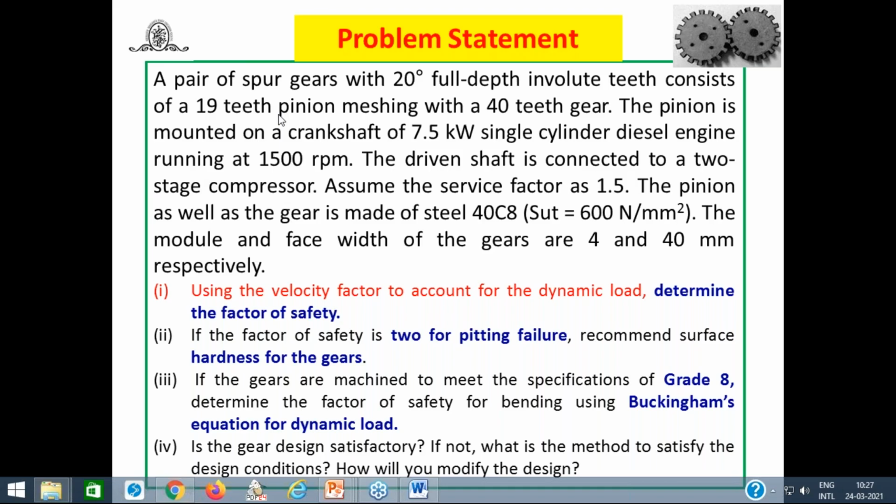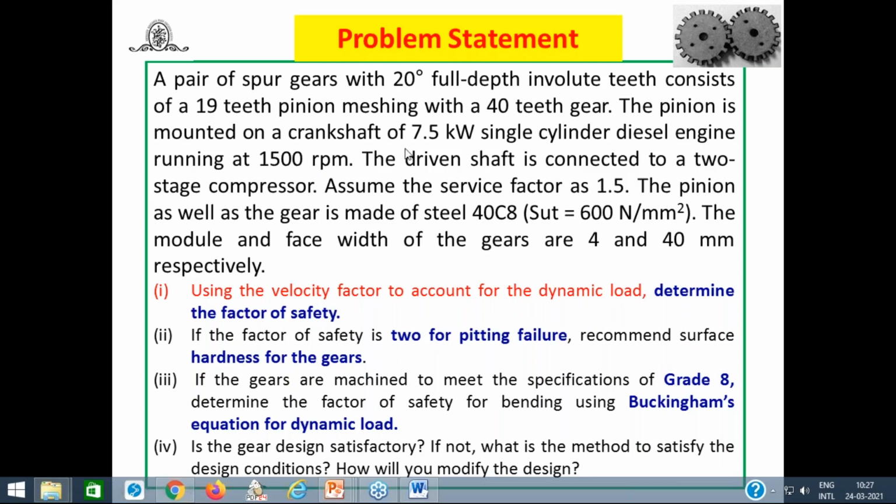A pair of spur gear. If you have a notebook and pen with you, you can note down some of the important points. A pair of spur gear with 20-degree full depth involute teeth consists of a 19 teeth pinion meshing with a 40 teeth gear. That means pinion consists of 19 teeth, that is ZP is equal to 19, and ZG is equal to 40 for the gear.